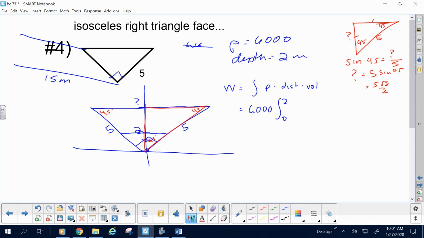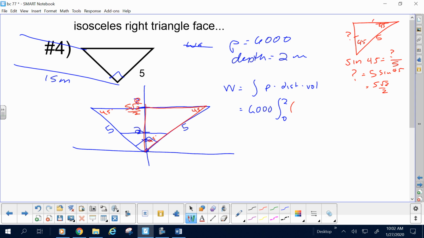5 root 2 over 2. Okay, so the top of this is at 5 root 2 over 2. Yay? They could have just given it to us. They could have, but they expect you to demonstrate your education.